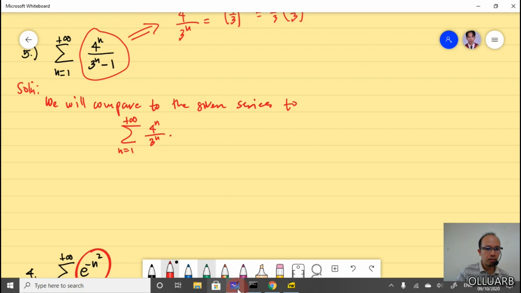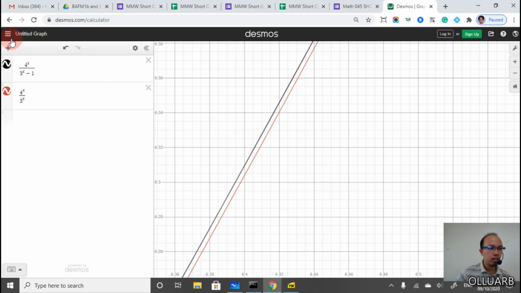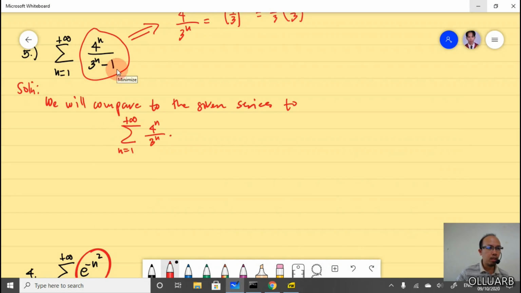So if you look at the graph, the black one is much bigger than the red one. So this is our b sub n.